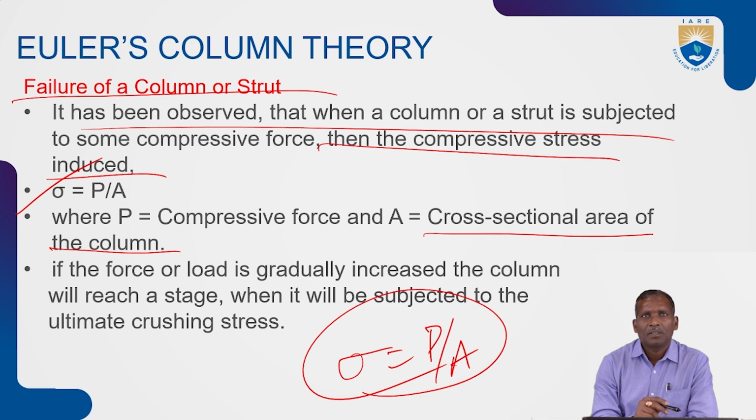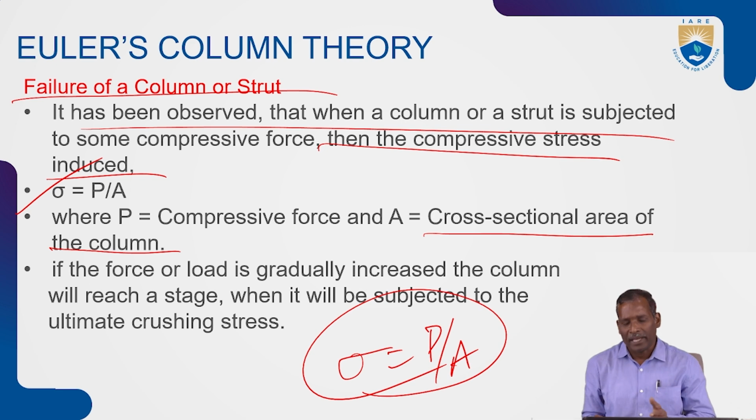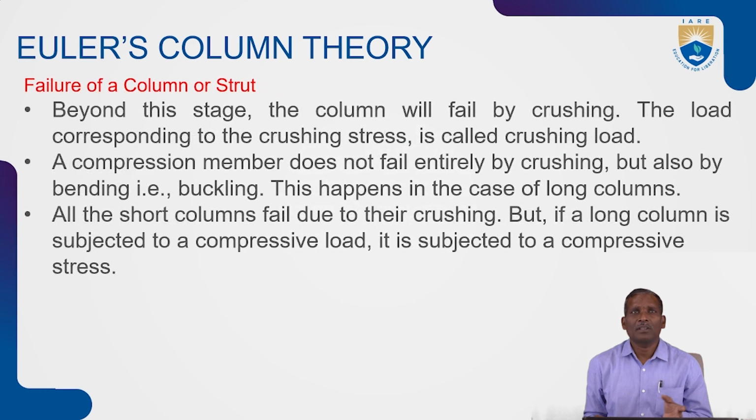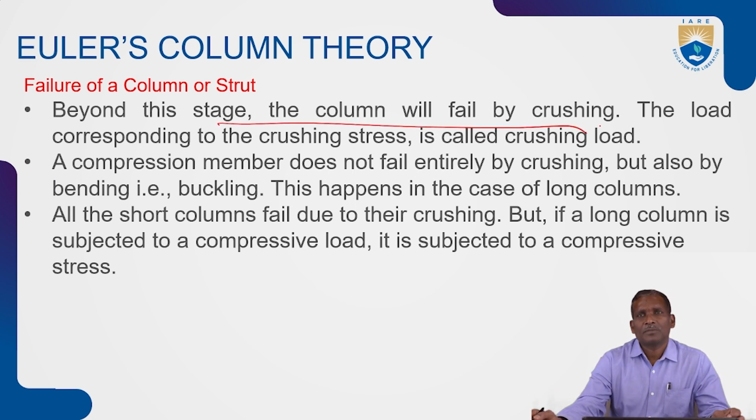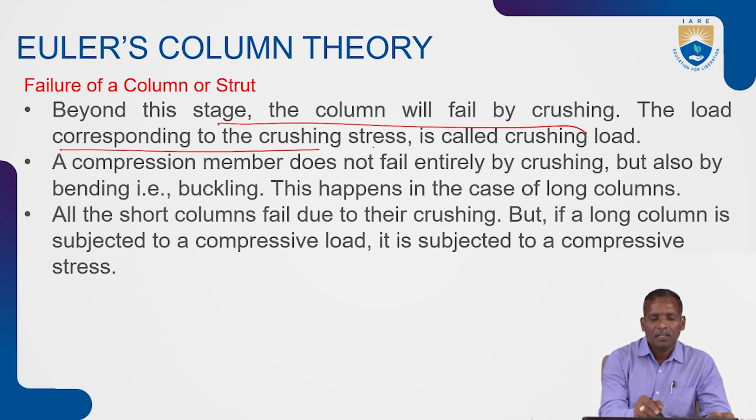It has been observed that when a column or strut is subjected to some compressive force, see here, the compressive force is given and the cross-sectional area. The force or load is gradually increased up to the ultimate stage. That stress is called the corresponding ultimate crushing stress. Beyond this stage, the column will fail by crushing. The load corresponding to the crushing stress is called the crushing load.